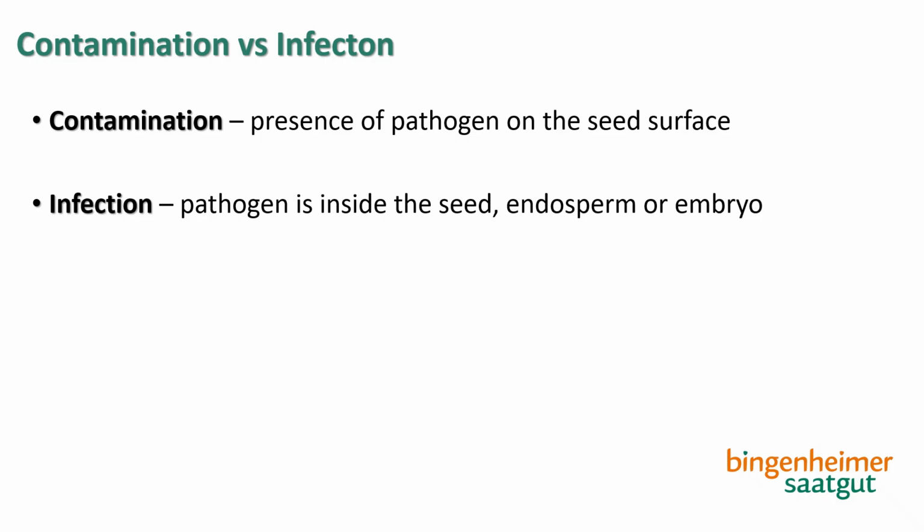A second important distinction is between contamination and infection. Contamination actually refers to the presence of the pathogen on the seed surface. This usually is easier to manage, and treatments like hot water or seed cleaning, like brushing, can remove this surface inoculum. Infection, however, means that the pathogen has penetrated into the seed tissue. It can be the endosperm or the embryo. And in this case, eradication becomes more difficult and the risk of transmission to the plant is much higher.